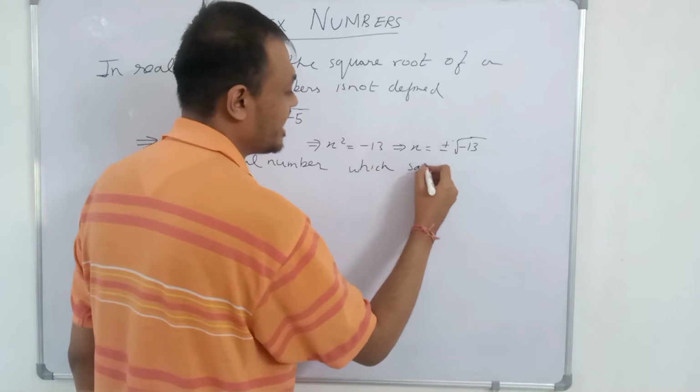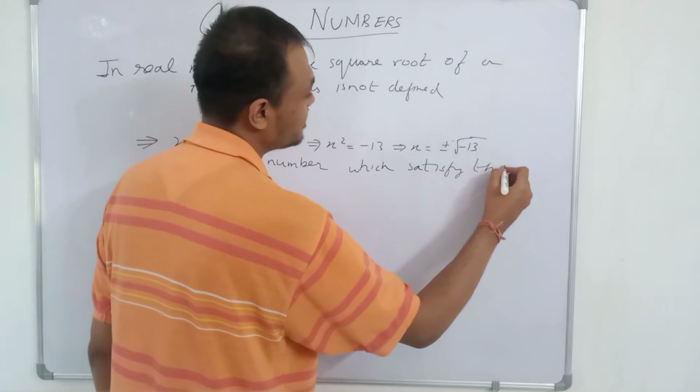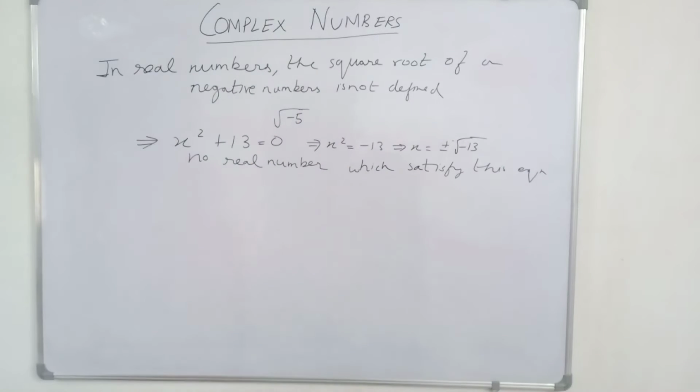So there is no real number which satisfies this equation. Hence we have defined a complex number. So we needed to define a complex number.